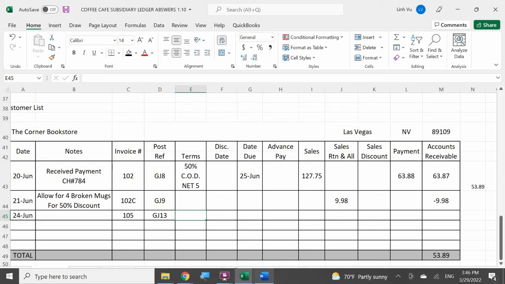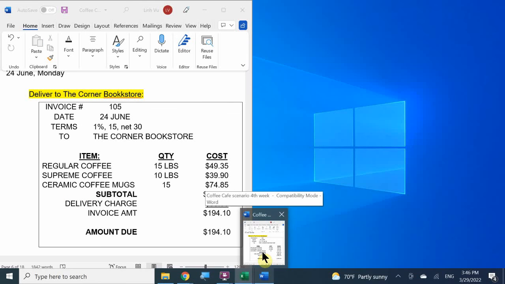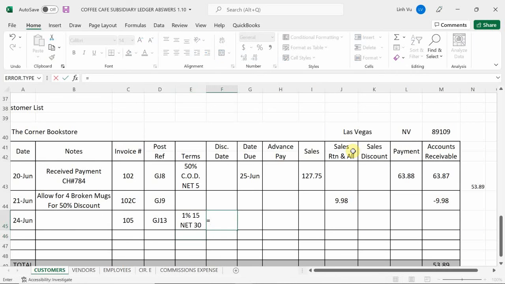Did we give corner bookstore some terms? Yes. Okay, what were they? The 1% 15 net 30. 1%, 15, net 30. So when is the discount due date? I believe so. Yes, the 9th of July. And of course, 30 days from now is going to be July 24th.